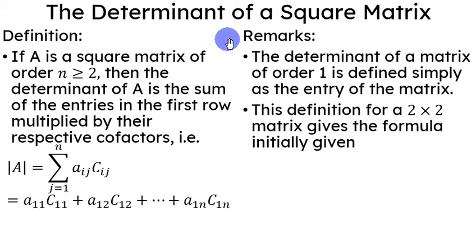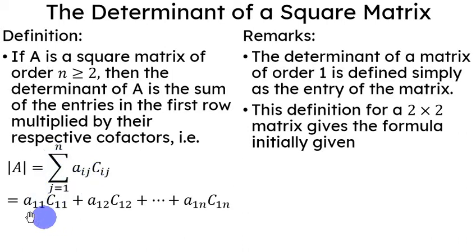In the previous video, we solved the minors and cofactors of the entries of a matrix. The reason for that is the definition of the determinant of a square matrix. The definition says if A is a square matrix of order n greater than or equal to 2, then the determinant of A is the sum of the entries in the first row multiplied by their respective cofactors. In symbols, the determinant of A is the summation of A sub ij times C sub ij, j equals 1 to n.